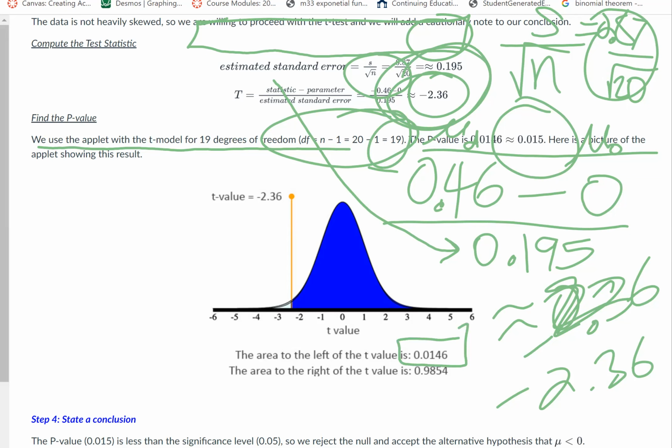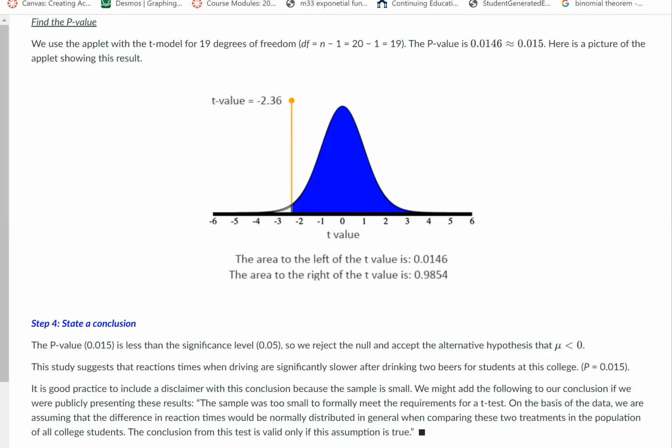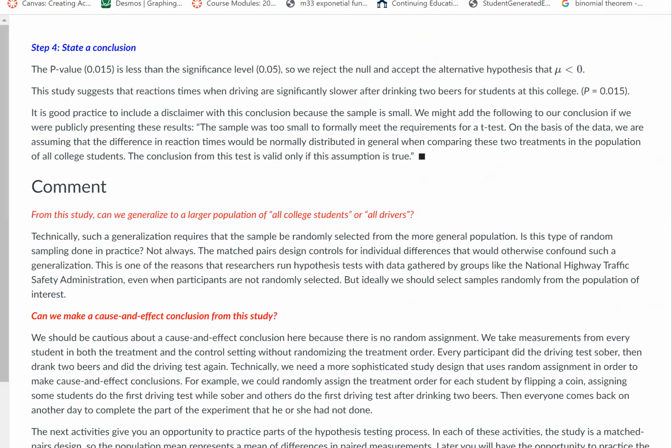If I round that, it's about 0.015, or you can keep it as 0.014. Okay, so what does that tell us? Now that we know the p-value, let's state a conclusion.